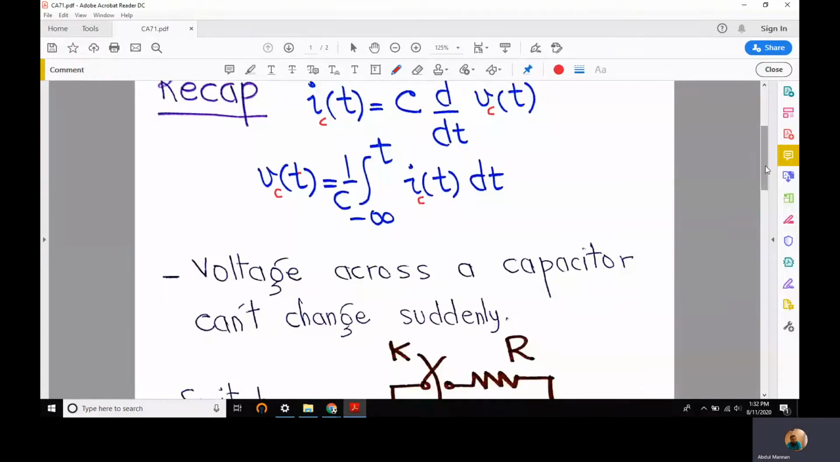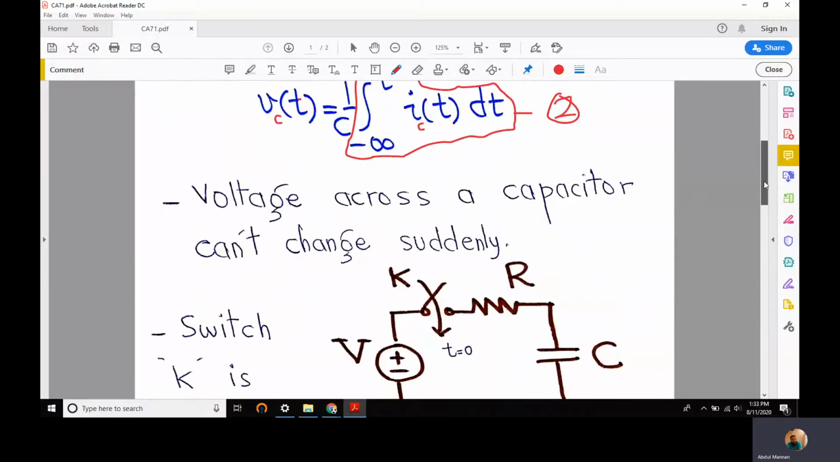This second expression, equation number 2, with the first being equation number 1, tells us that the voltage across capacitor is based on an integral term, a term that involves a time integral. So this time integral term cannot change all of a sudden. So the voltage drop across capacitor cannot change.